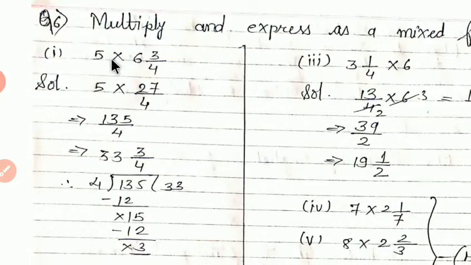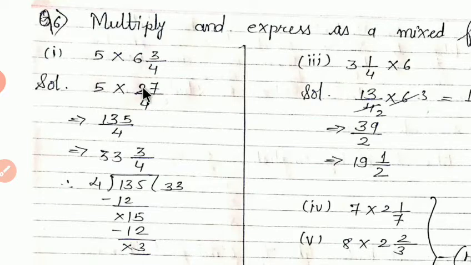So first one is 5 into 6 3 by 4. So this 6 3 by 4 is given in mixed fraction. So first we change into improper fraction. And we know how to change. First you have to multiply these two numbers, 6 into 4 are 24, after that you have to add the numerator, 24 plus 3 is 27 by 4.